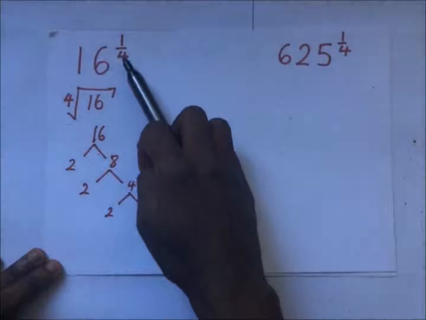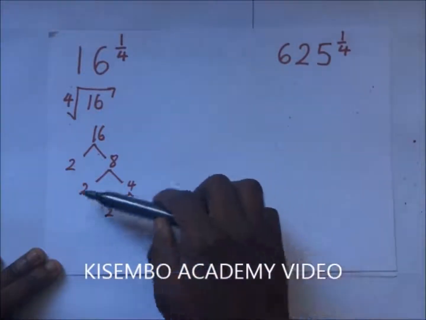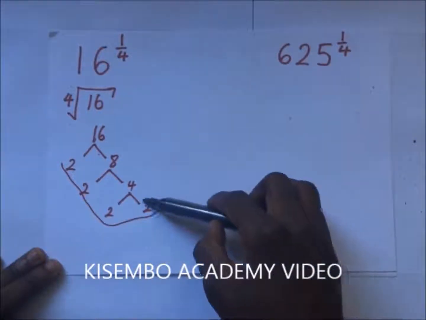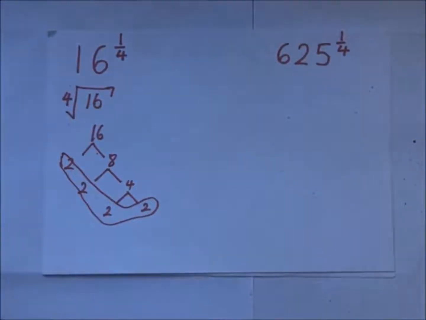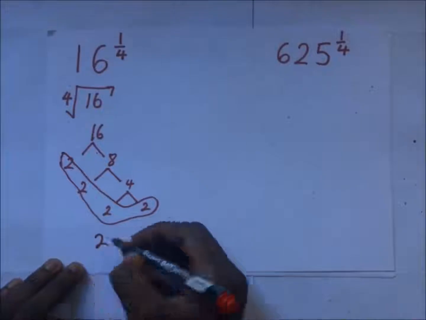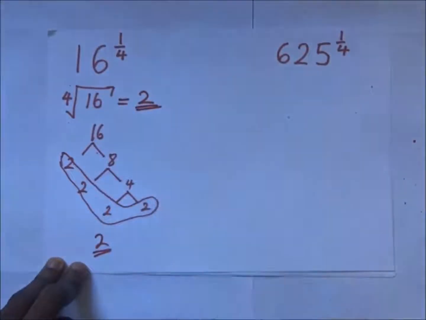So since we're looking for the fourth root, we group these factors in groups of 4s. So we have 1, 2, 3, 4. We group these 2s all in groups of 4s. And when you group them in groups of 4s, we pick one number from each of those groups. Here we only have one group, so we pick one number, and it is 2. So the answer here is 2.